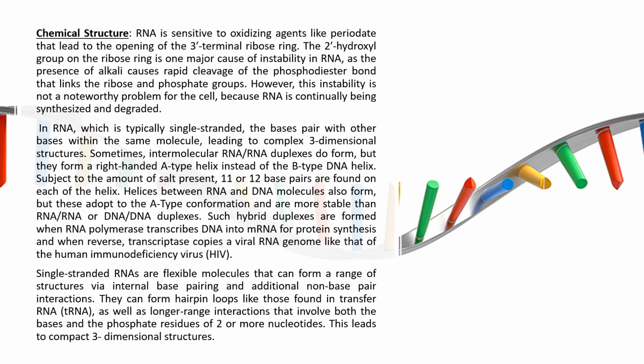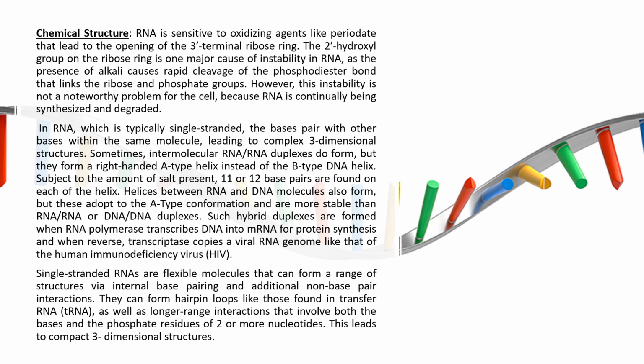In RNA, which is typically single-stranded, the bases pair with other bases within the same molecule, leading to complex 3-dimensional structures. Sometimes intermolecular RNA duplexes do form, but they form a right-handed A-type helix instead of the B-type DNA helix. Subject to the amount of salt present, 11 or 12 base pairs are found on each turn of the helix.